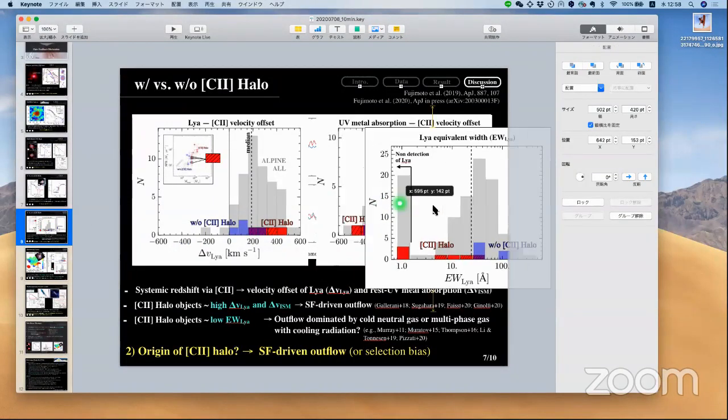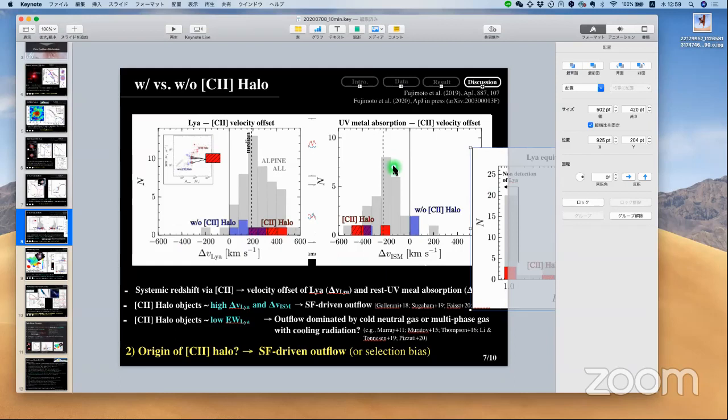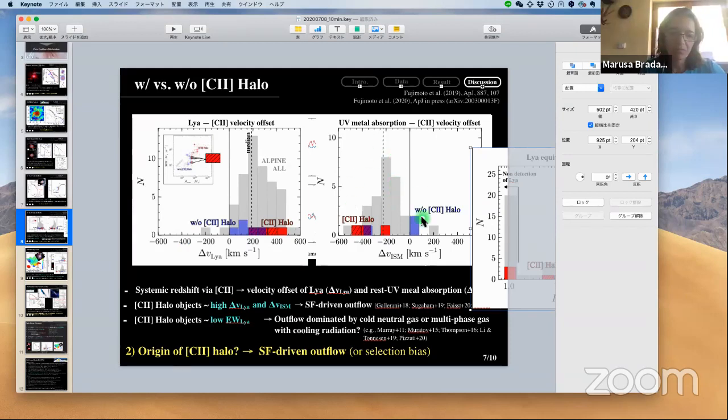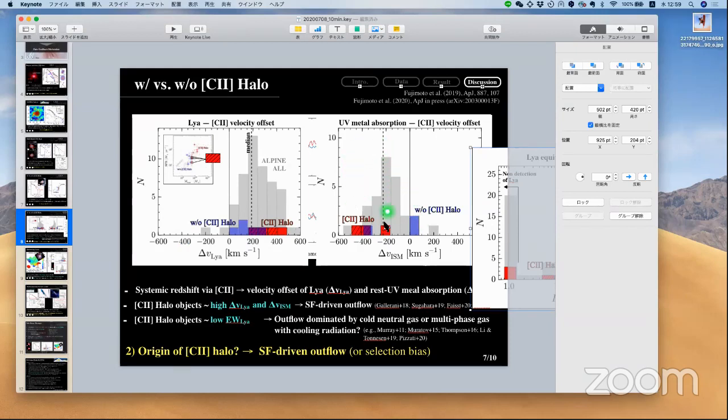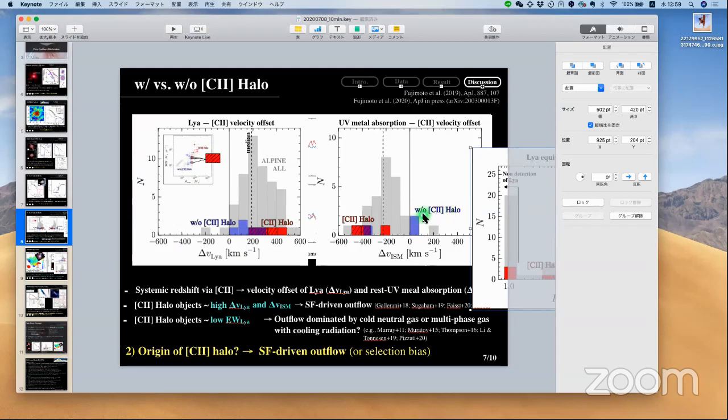We identified the blueshifted absorption line feature not only in the stacked spectra but also in the individual spectra. This figure shows the individual-basis measurements. The histogram shows the C2 halo objects, and the blue shade is without C2 halo objects, and we identify that it is more blue. So C2 halo objects have more blueshifted absorption line features.